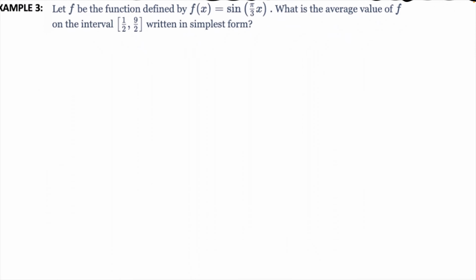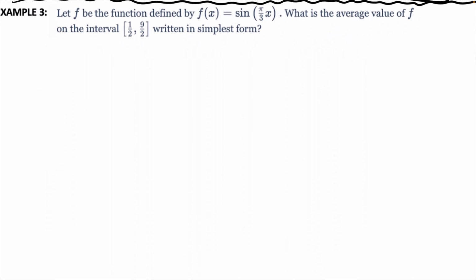All right, so let's do a trig one now. We got a trig function now. Average value. So right when I see average value, now average value is not the same as average rate of change. Sometimes I'll say average rate of change. That's not the same. Average value, we use this.